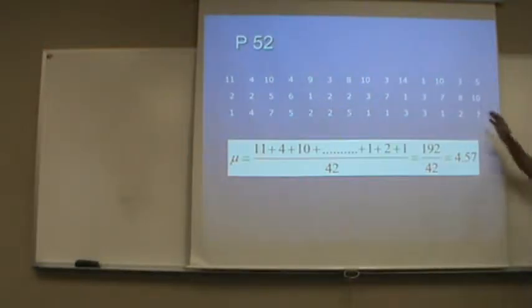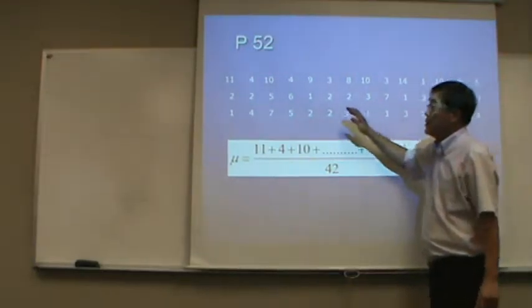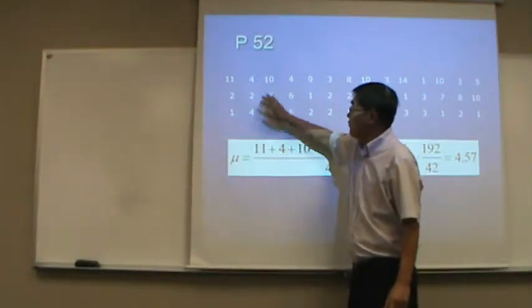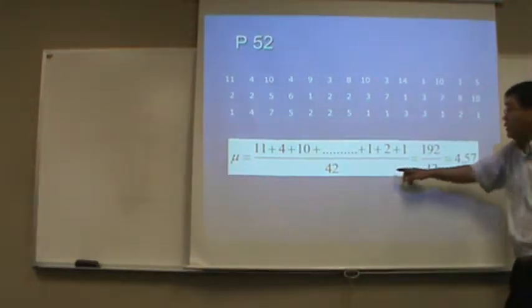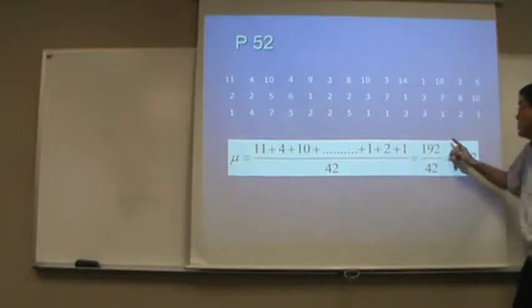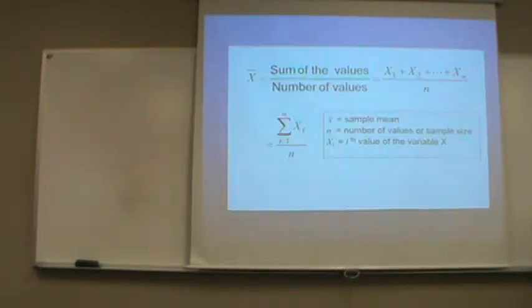If we have a data set like this, the total is 42. The average is 11 plus 4 plus 10 plus 4 and so on, all divided by the sample size 42, which equals 192 divided by 42, equals 4.57. That is the average or mean.